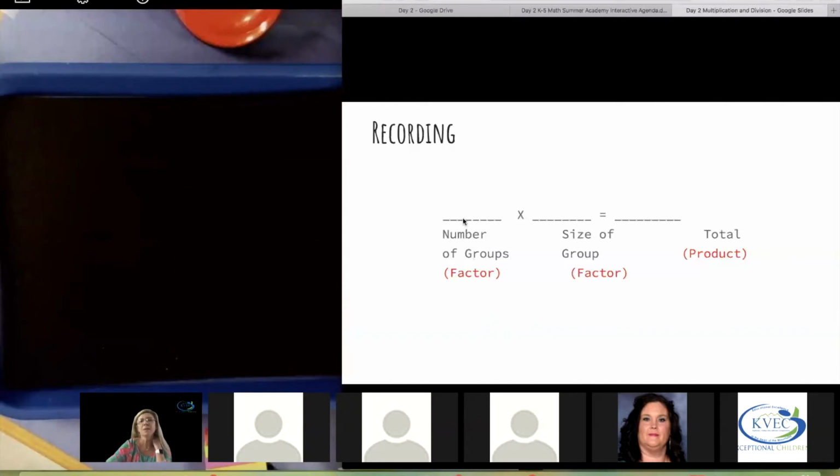When we record something, the number of groups, that's the first factor. And then the size of the group is your second factor. And the total is your product. And we need to use this language with our kids. We need to talk about how a factor times a factor is a product. But we also have to say groups of, like 3 groups of 5 that we did just earlier equals 15. Okay? So you have to work with the kids and have them use that language. Read this multiplication sign as groups of, and read this equal sign as is.